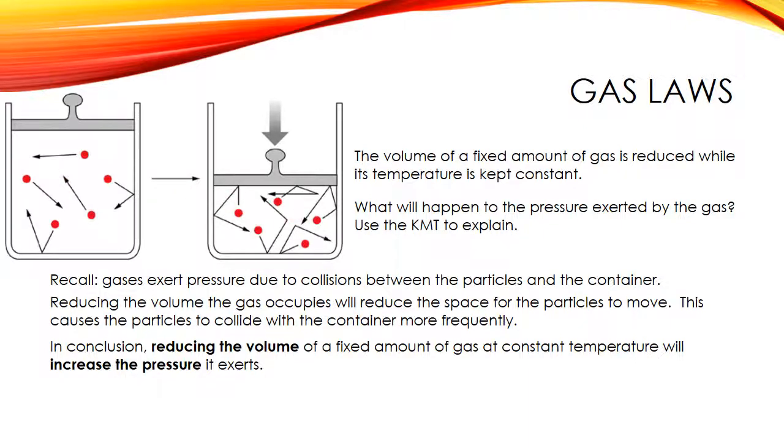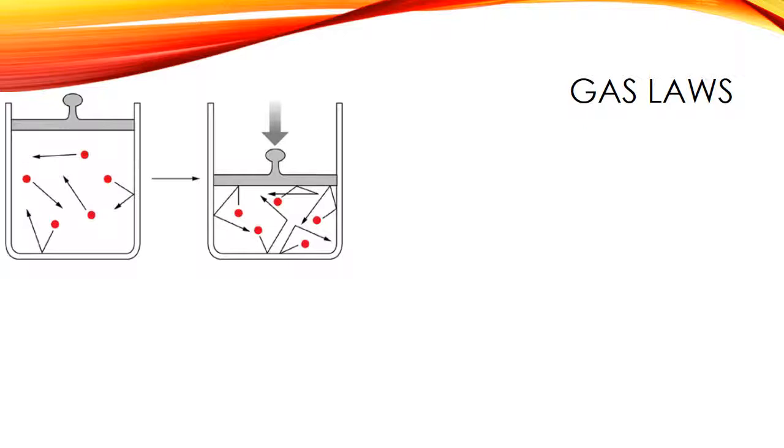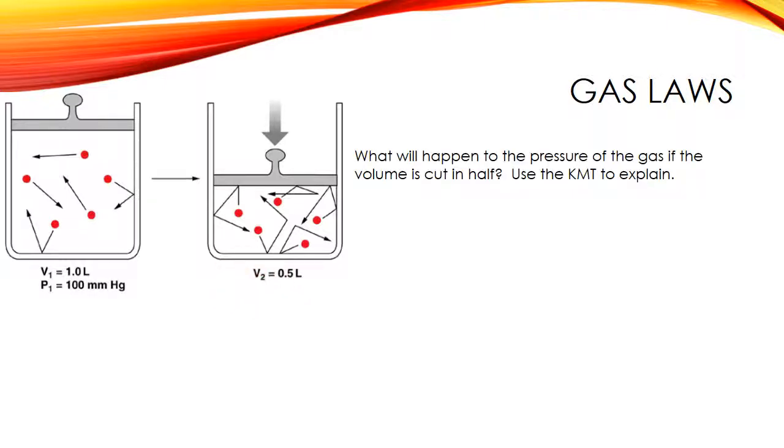Now we can get more specific with this scenario. We can put some numbers with it. So let's say here we cut the volume in half. So notice we're going from a volume of 1 liter, V1 is 1.0 liters, to a volume of half a liter, V2 equals 0.5 liters. Our initial pressure here before we reduce the volume is 100 millimeters of mercury. I want to know what our new pressure is going to be over here. So more specifically, what will happen to the pressure of the gas if the volume is cut in half? Again, use your kinetic molecular theory to explain.